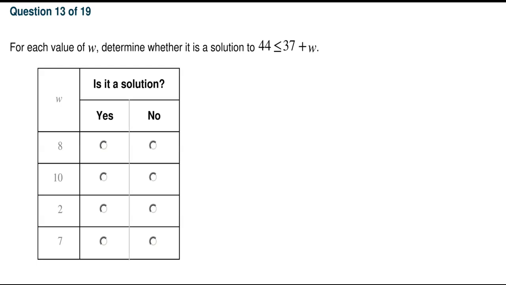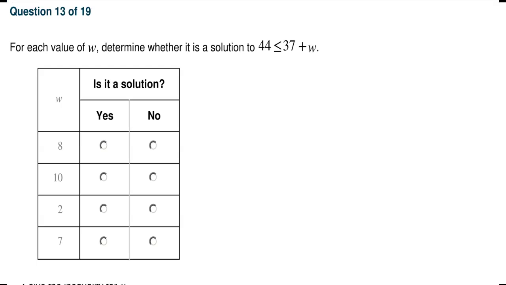So we can go ahead and solve for w. I'm going to do minus 37 on both sides. That will give us 44 minus 37. 4 cannot take away 7, so we borrow 1. That will be 14 minus 7, which is going to be 7, less than or equal to w. And we prefer to keep w on the left side, so we're going to spin the whole thing. w greater than or equal to 7. Which means any value greater than or equal to 7 is the answer.